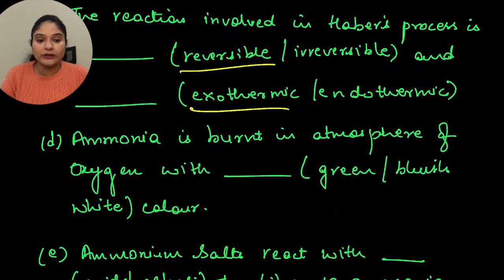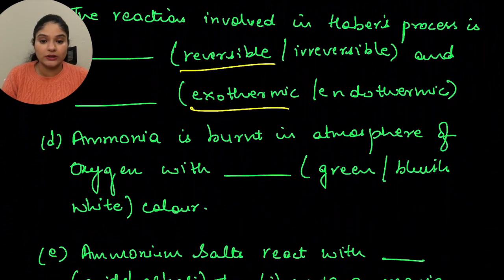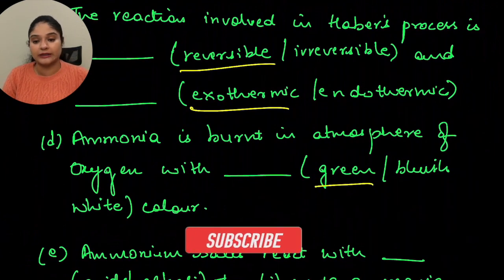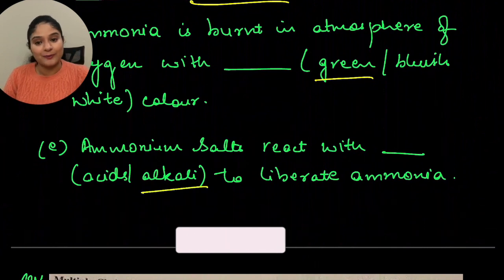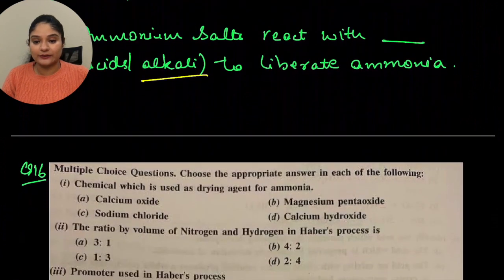The next is ammonia is burnt in the atmosphere oxygen with green color. So you get a greenish flame. Ammonium salts react with alkalis to liberate ammonia. Let's move to the next one.